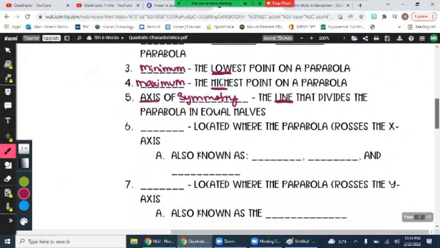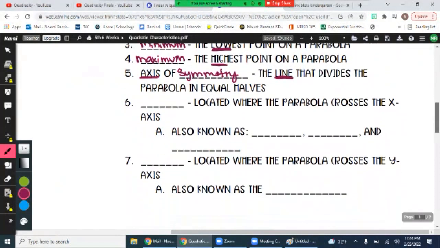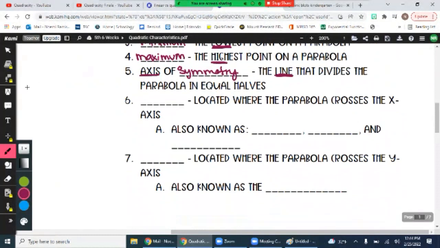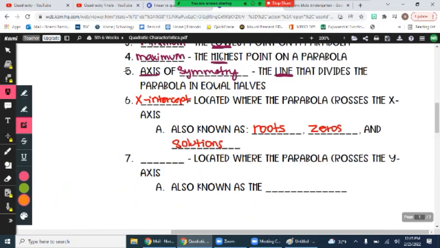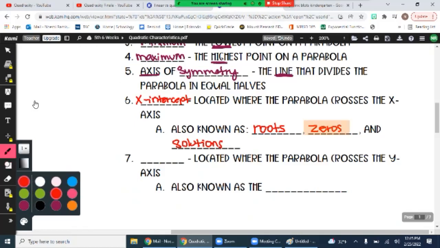Now, what point is located where the parabola crosses the x-axis? X-intercept. But just so we go back over and over again, what are three other words for the x-intercept? Roots, zeros, and solutions. And which one are we most likely going to see 90% of the time? Zeros.